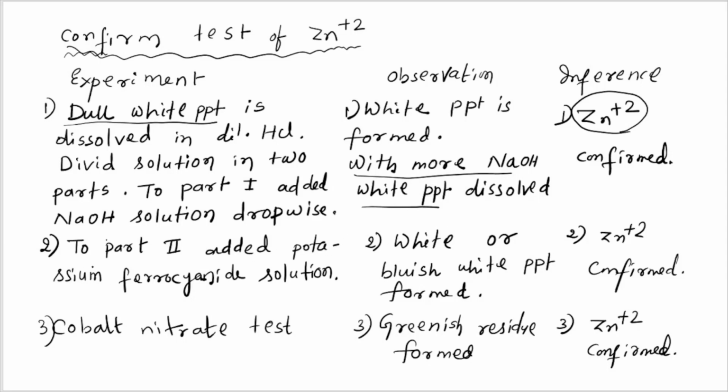Then to the second part, add potassium ferrocyanide. Potassium ferrocyanide gives a white or bluish white precipitate. Generally a bluish white precipitate is obtained, and Zn plus 2 is confirmed. Then the cobalt nitrate test. You remember in the dry test you have done the cobalt nitrate test. In the cobalt nitrate test a greenish residue forms, that is zinc confirmed. You have done this earlier.